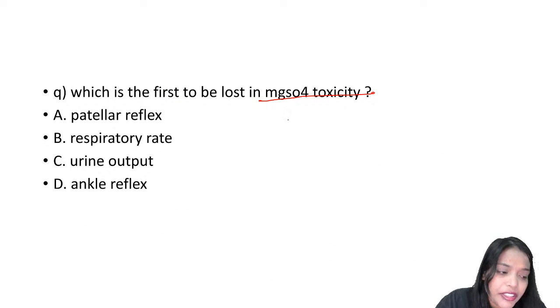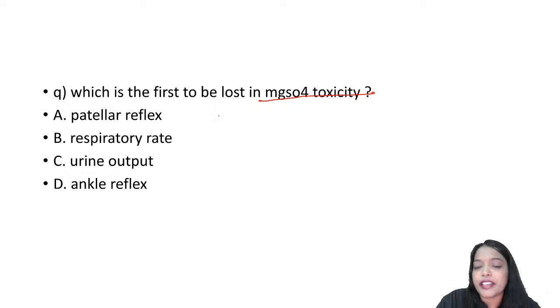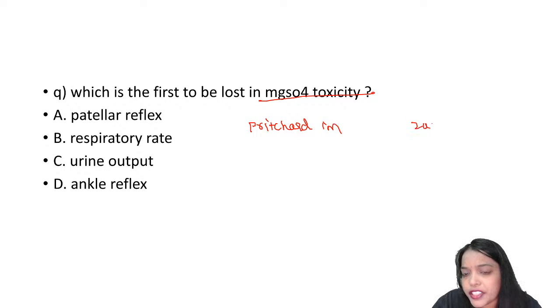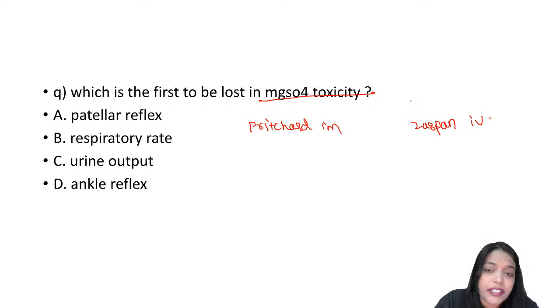How do you give magnesium sulfate? I think all of you will tell it is by either the Pritchard regimen or the Zuspan regimen. Pritchard is the IM regimen, Zuspan is the IV regimen. How do you prepare the loading dose?